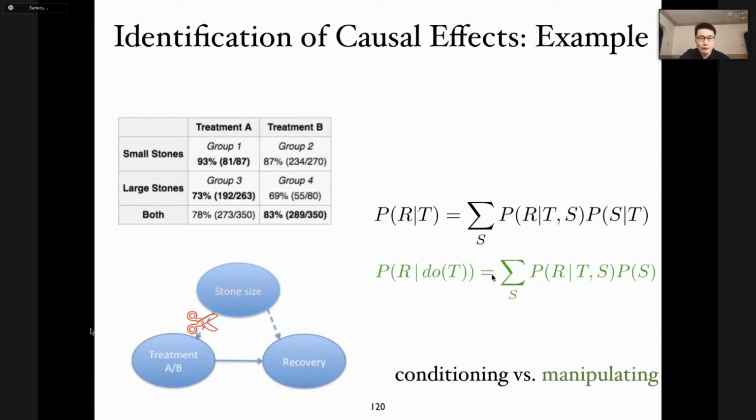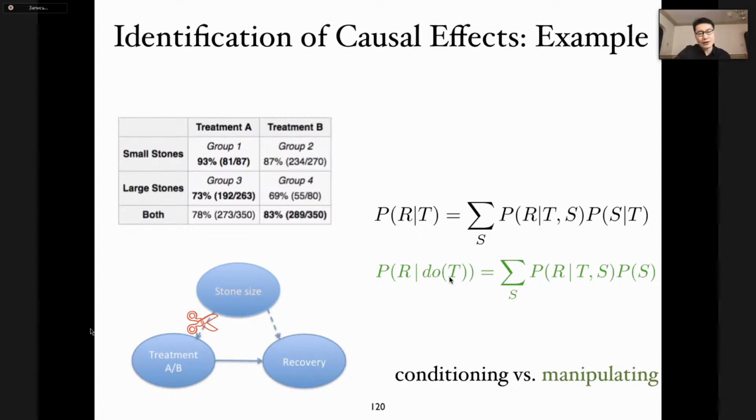In other words, when you do intervention, the conditional probability distribution of stone size given treatment would be the marginal distribution of stone size without conditioning on treatment, because after you do intervention, S and T, stone size and treatment, are independent. Now, this is the equation you can make use of to find the causal effect of treatment on recovery. Those two equations just show the difference between conditioning and manipulating. You basically do manipulation or intervention on this variable, treatment.